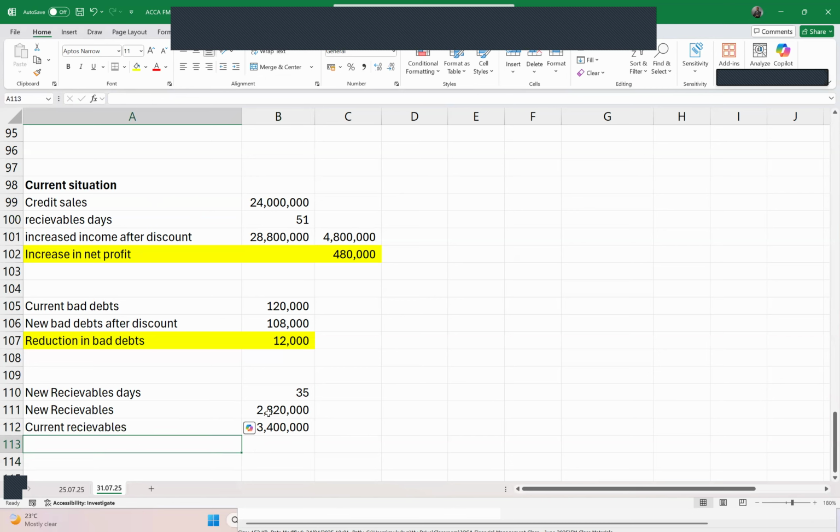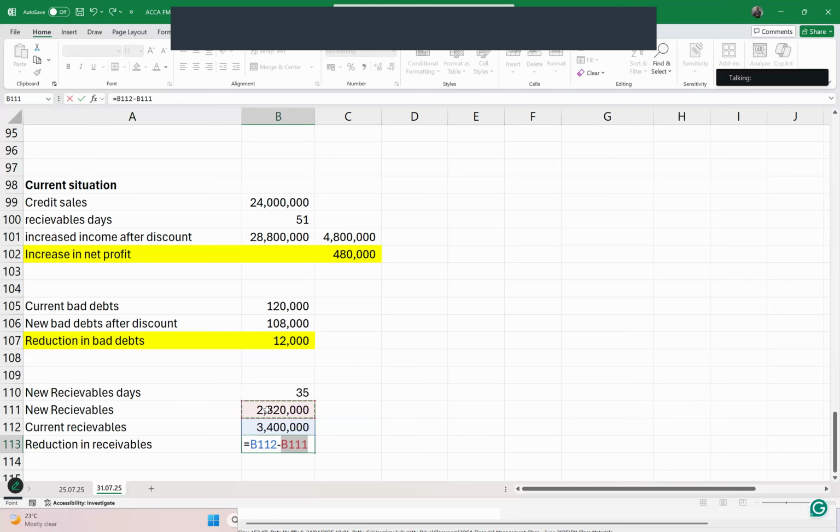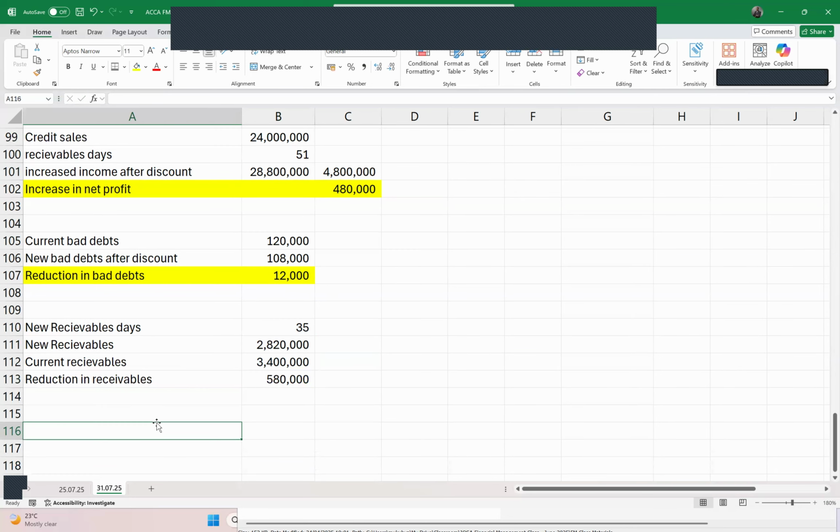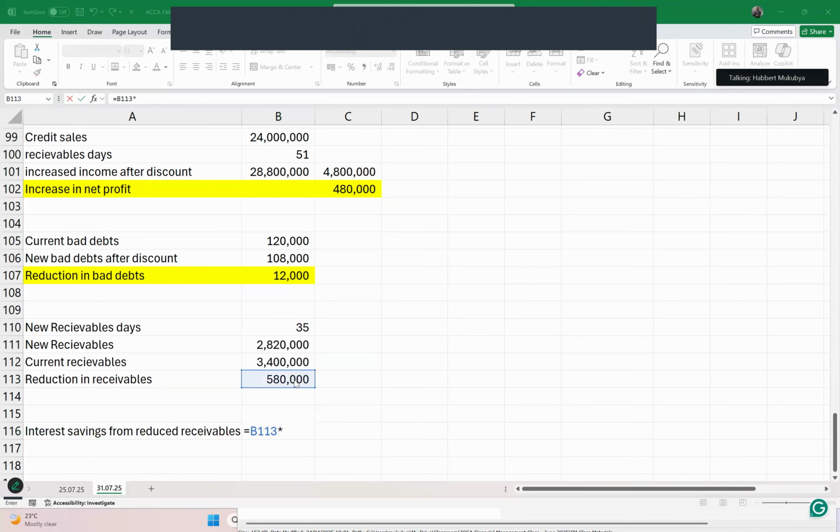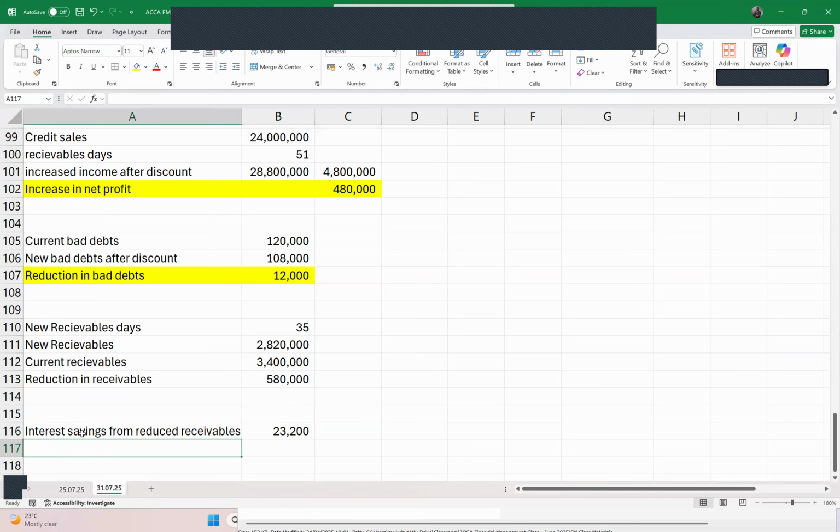So there is a reduction in receivables of 580. And we said that when you reduce receivables, we have interest savings from reduced receivables. Remember that is going to be 580 multiplied by the interest, which is 4% per year. So that is the interest saving from reduced receivables.